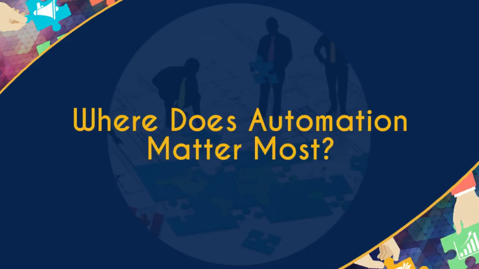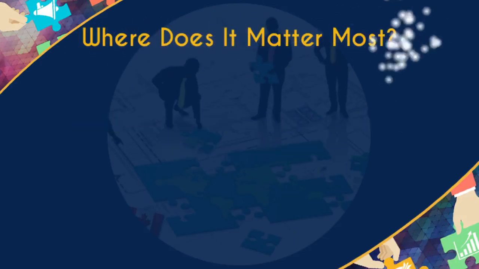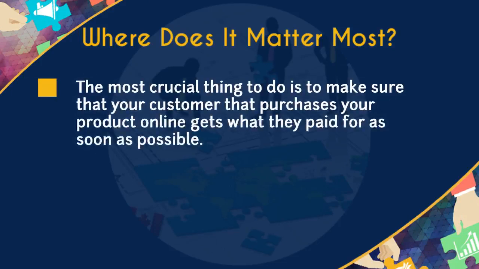So we can talk about automation in every aspect of your business. And if we did that, we'd be here for 10 hours. We want to talk about one thing. Where does it matter most? The most crucial thing you and I can do is to make sure your customer that purchases your product online gets what they pay for as soon as possible. Again, it sounds elementary, but it's not.